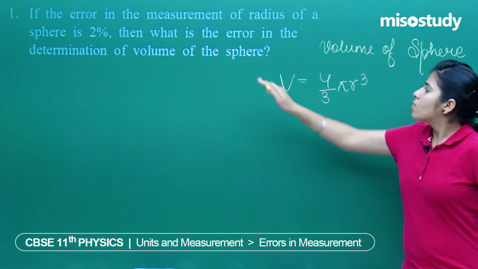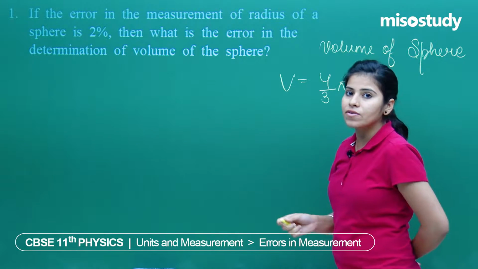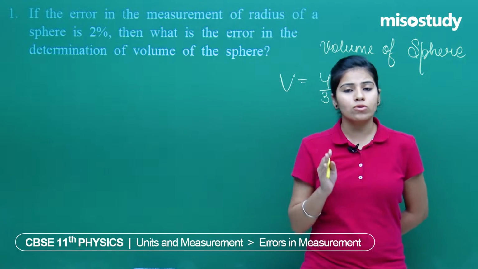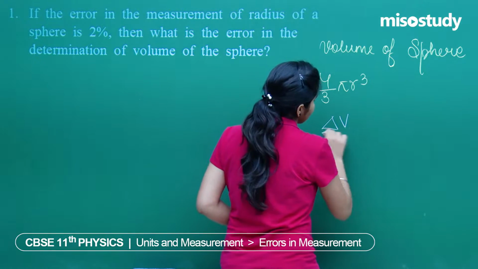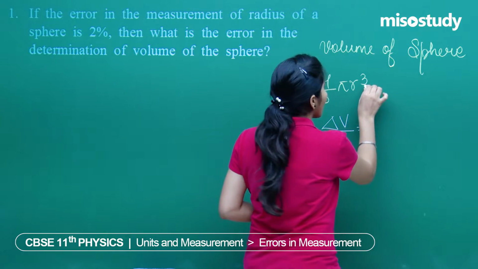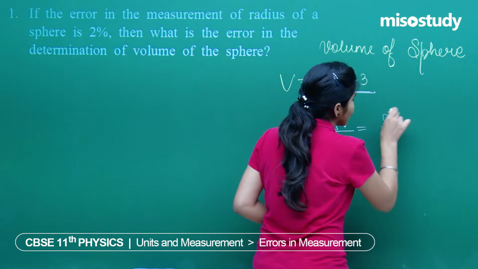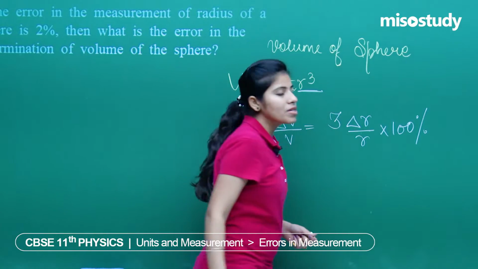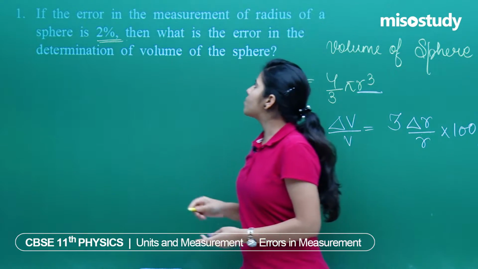So let us just see what they are asking. Error in the radius of the sphere has been given as 2%. Now you know that we have covered the topic of how to find out the error. So simply, to find the error, we are going to write delta V by V. 4 by 3 pi is constant, so we are going to ignore this term, and this r has the power of 3. So this 3 will come here and we will have delta r by r into 100%. This is the percentage error which has been given over here. This is 2% that has been given.